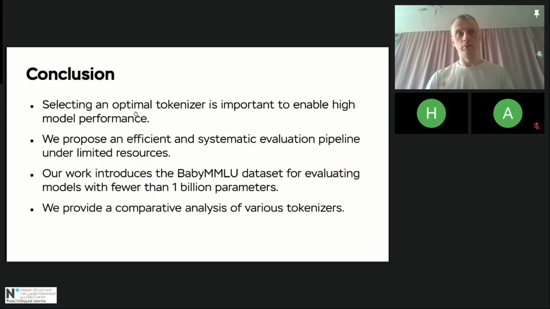And conclusion: selecting an optimal tokenizer is crucial for achieving high model performance. In this work, we proposed an efficient evaluation pipeline designed to operate under limited computational resources. It offers practical guidance for selecting and optimizing tokenizers in resource-constrained environments. As part of our methodology, we introduced the BabyMMLU dataset, specifically designed for evaluating small language models with fewer than 1 billion parameters. Additionally, we conducted a comparative analysis of various tokenization frameworks and provided insights about their relative performance across different settings.